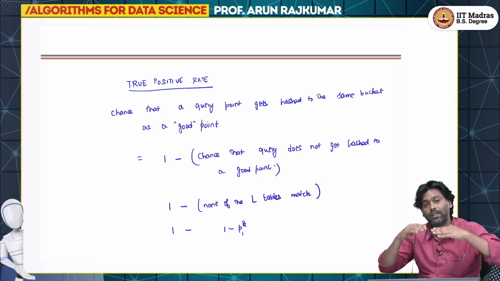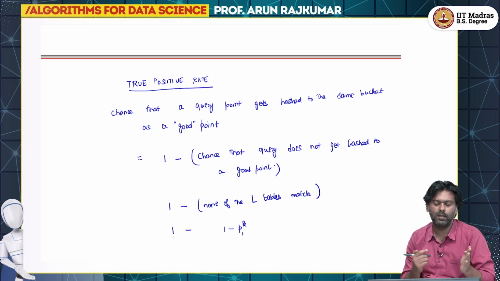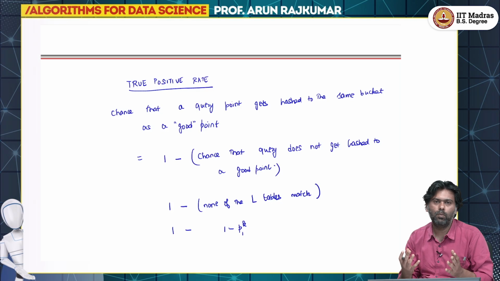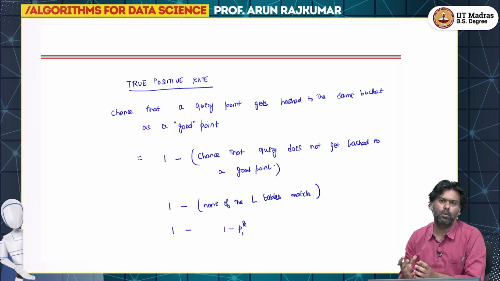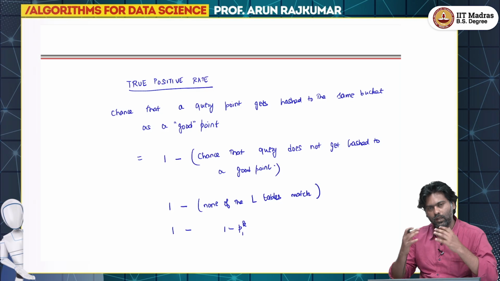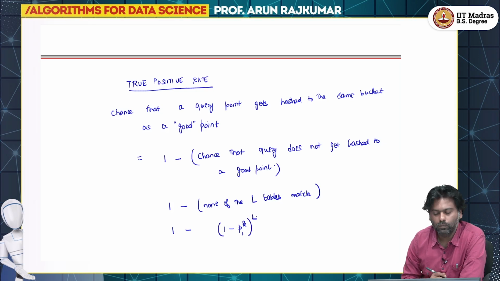So g1 of x does not match g1 of q, right. So, p1 power k is the chance that g1 of x matches g1 of q. 1 minus p1 power k is the chance that g1 of x does not match g1 of q. Well, 1 minus p1 power k is also the probability that g2 of x does not match g2 of q, and so on till all the L, right. And these are independent. So, the chance that none of the L tables match is this power L, right.